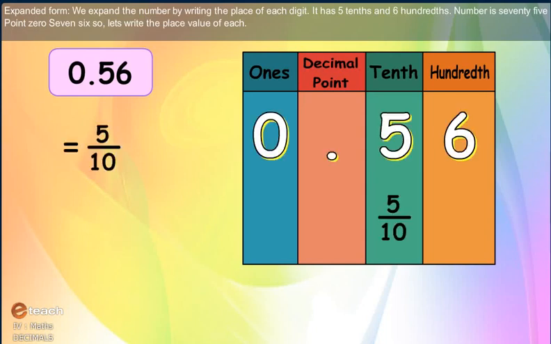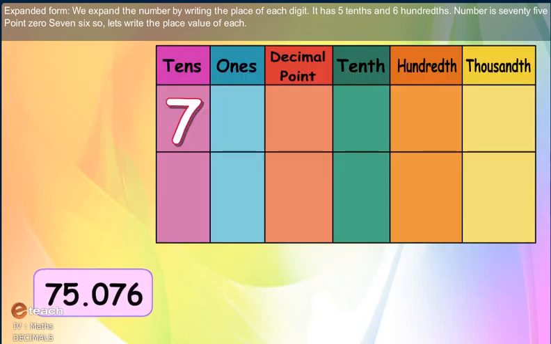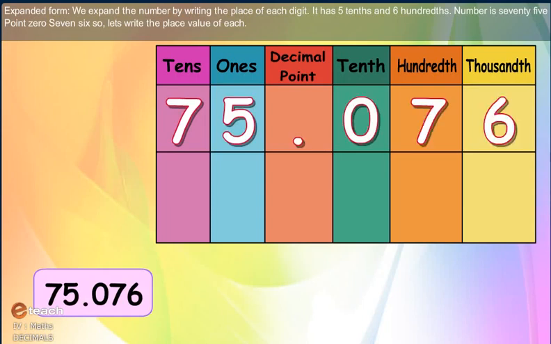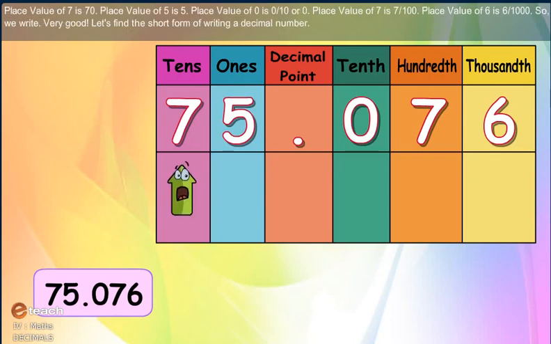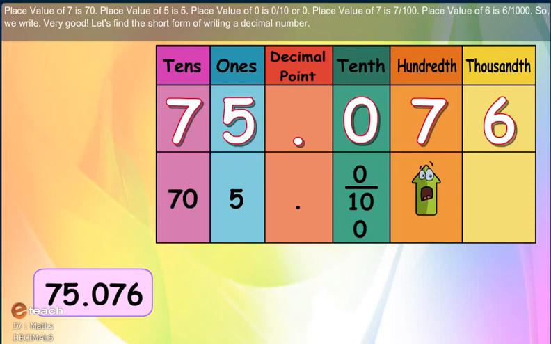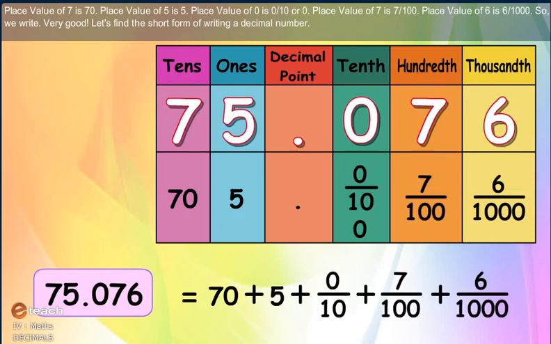It has 5 tenths and 6 hundredths. The number is 75.076. So let's write the place value of each. Place value of 7 is 70. Place value of 5 is 5. Place value of 0 is 0/10 or 0. Place value of 7 is 7/100. Place value of 6 is 6/1000. So we write. Very good.